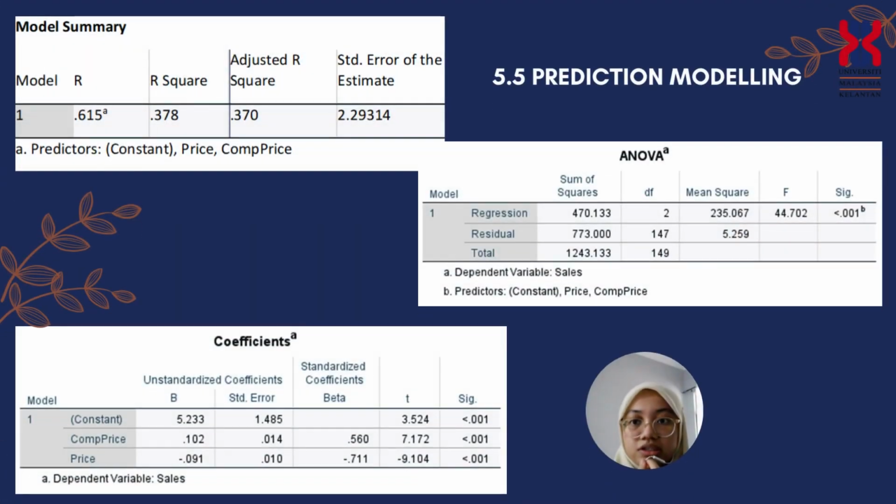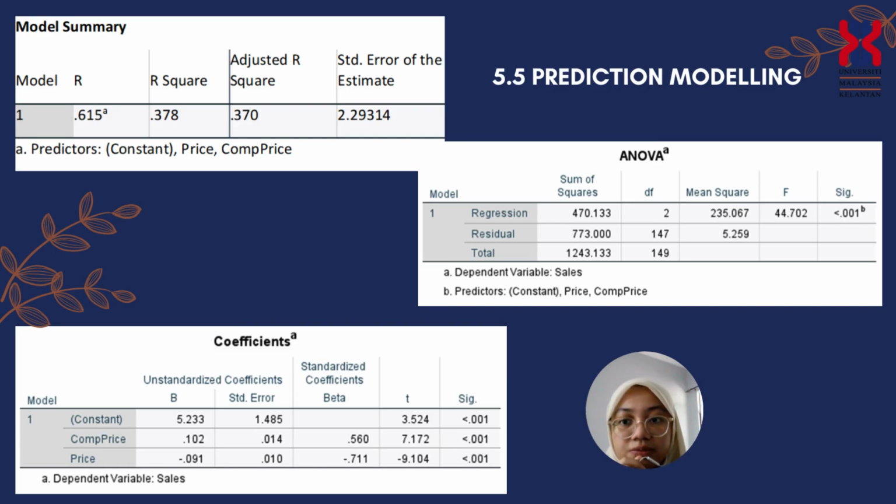For the last part is prediction modeling. In this part, we have model summary, ANOVA, and coefficient. First, model summary. The R-square value is 0.378, which means 37.8% of the variation in sale can be explained by comprise and price.